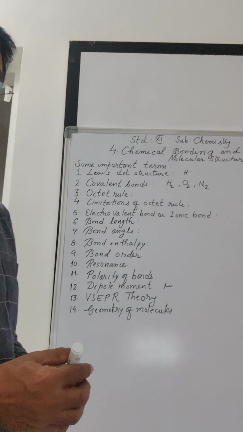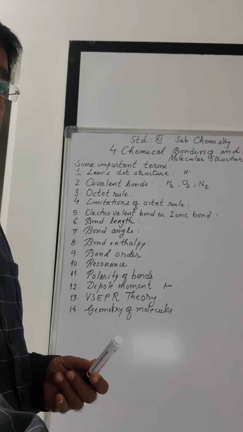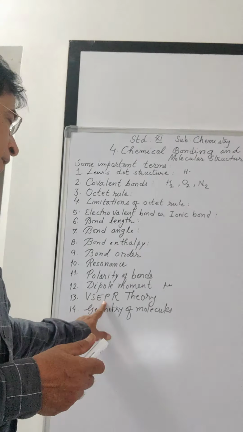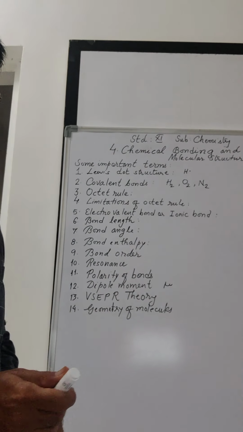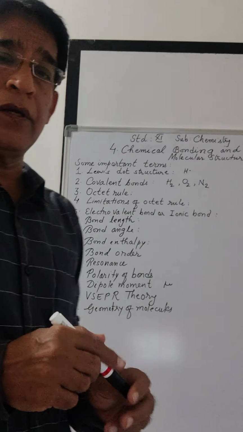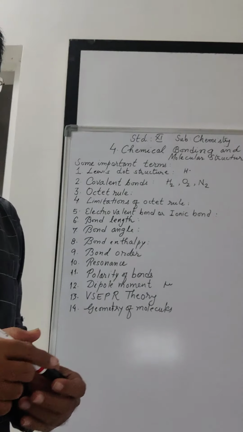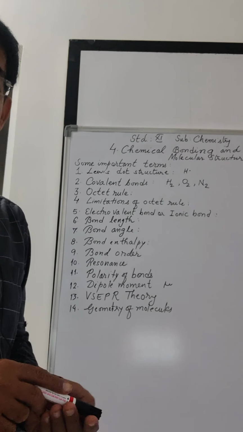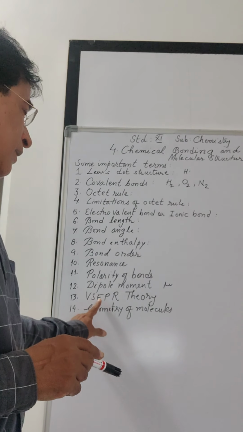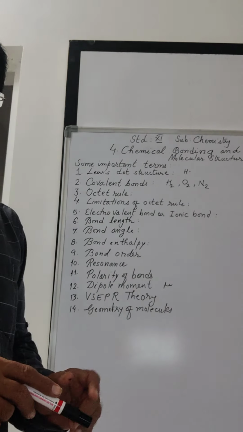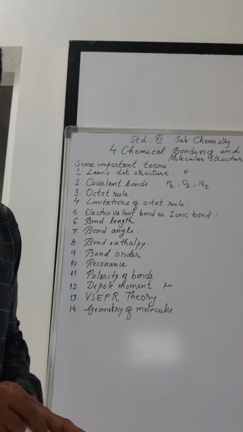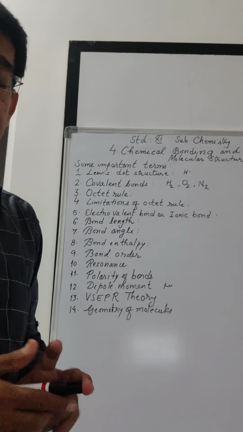Now, VSEPR theory, valence shell electron pair repulsion theory. The shape of a molecule depends upon the number of valence shell electron pairs around the central atom.